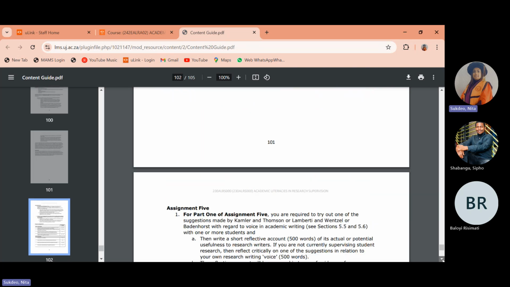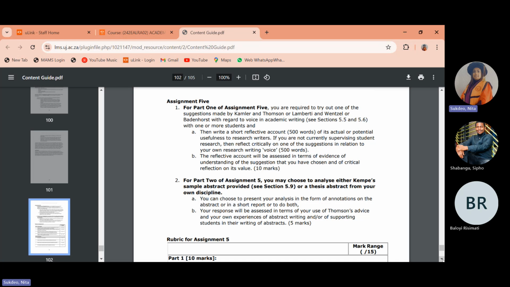Which concludes Unit 5 and takes us to Assignment 5. Assignment 5 is just before your final assessment. It comes in two parts.